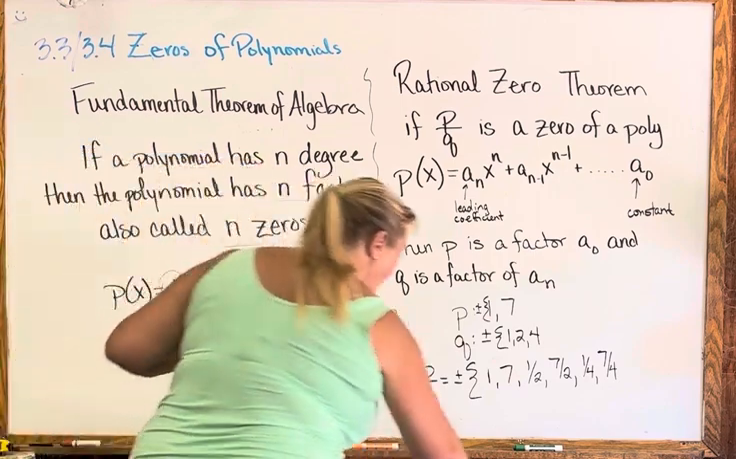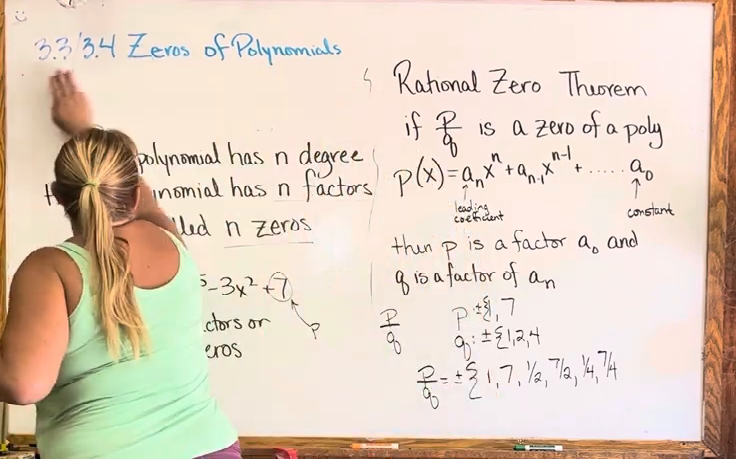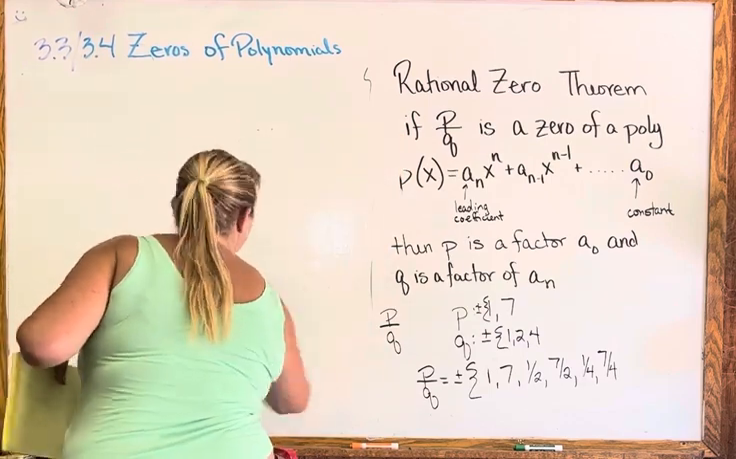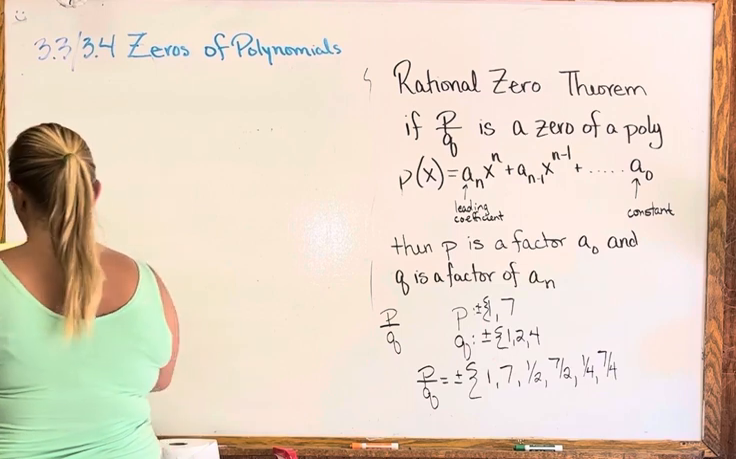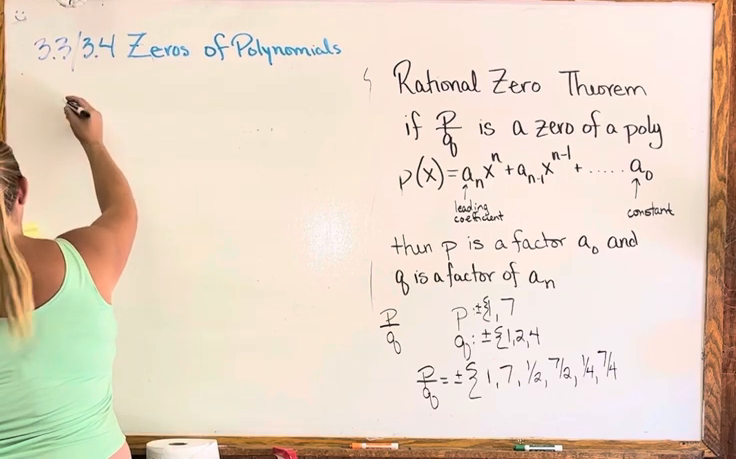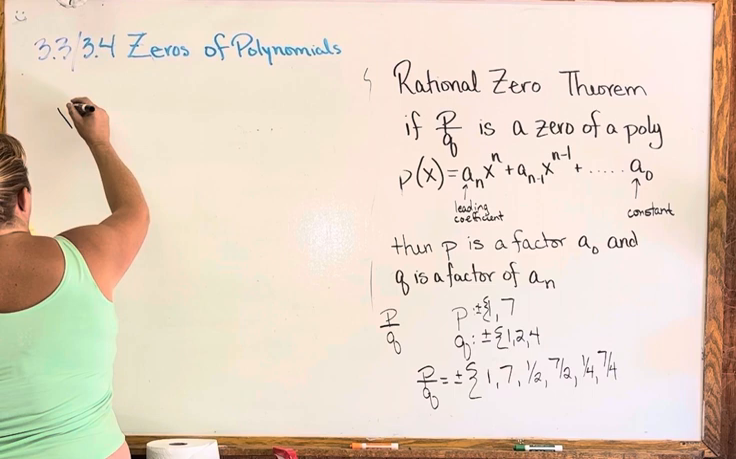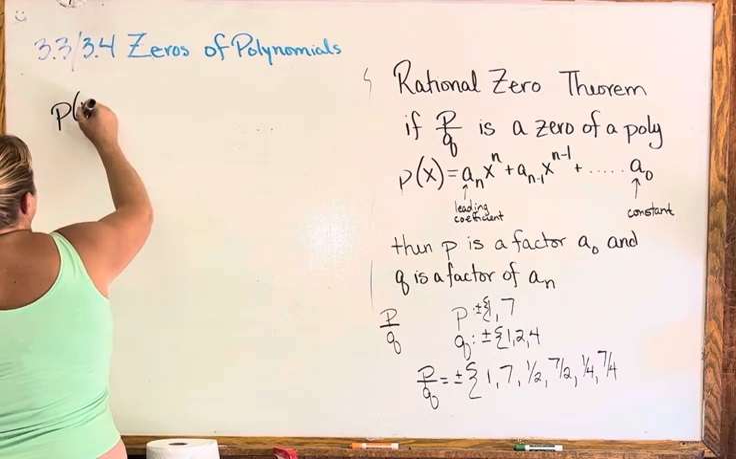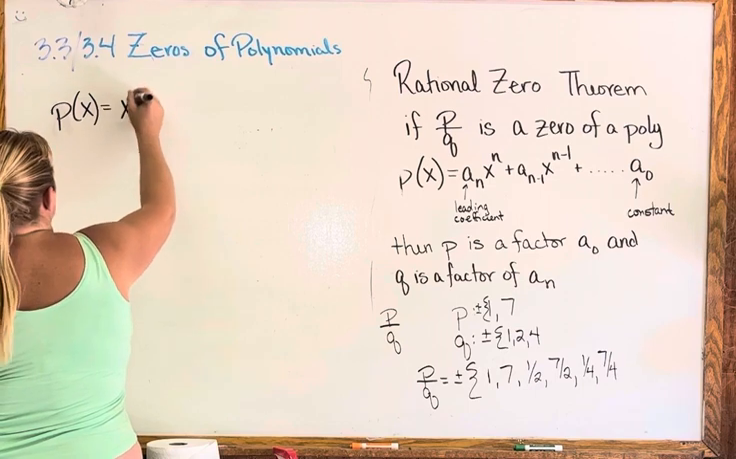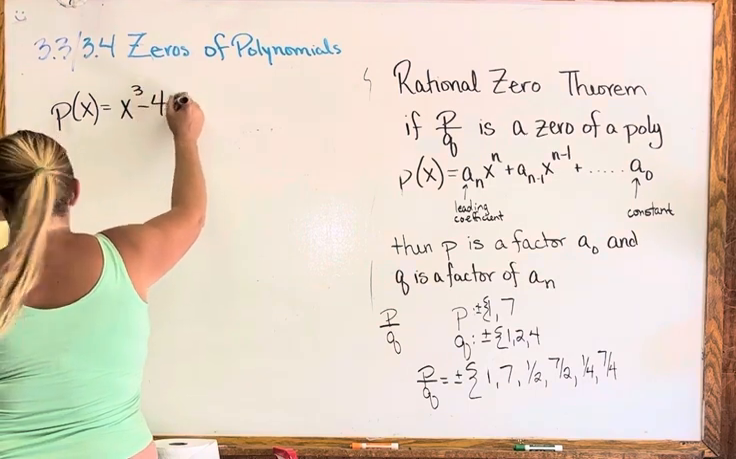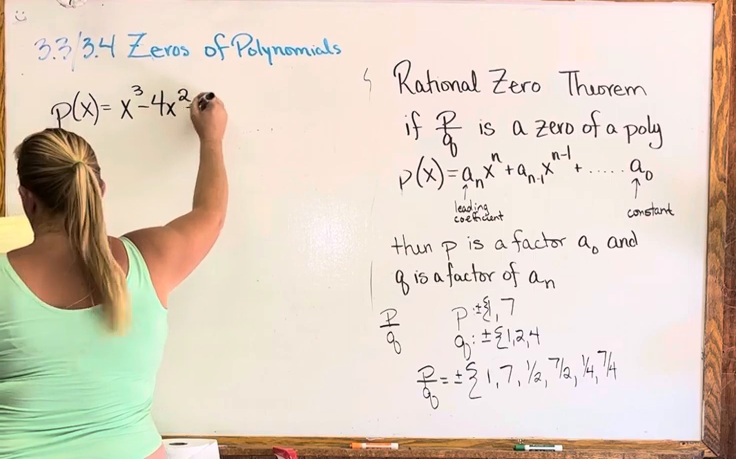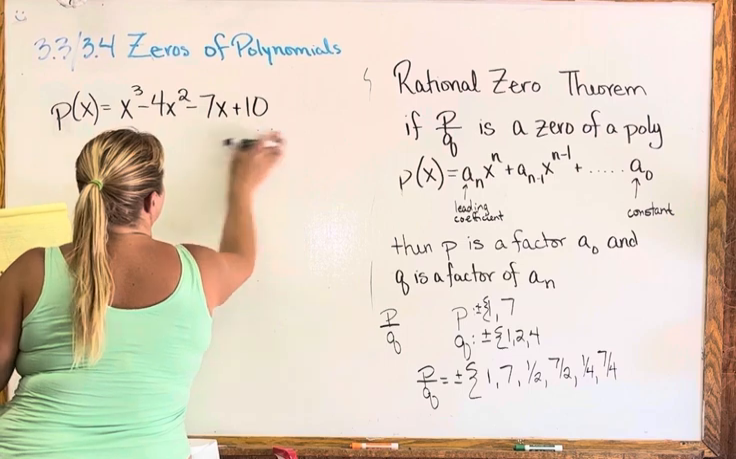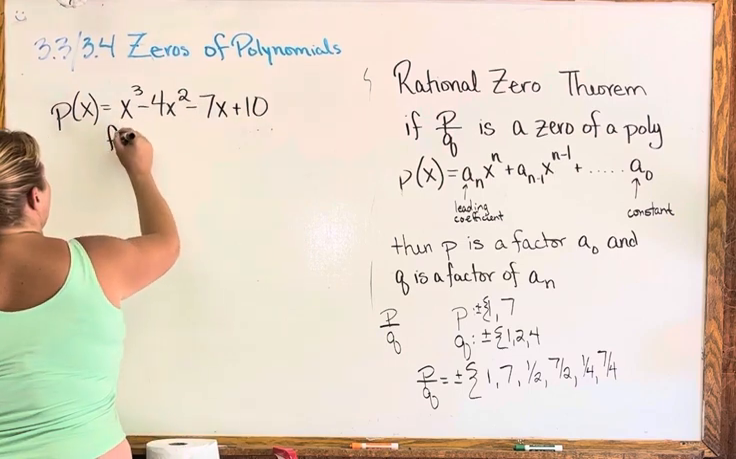So let's erase here and look at a problem. So let's say that I asked you to find P of x equals x cubed minus 4x squared minus 7x plus 10. And we are going to find the factors.